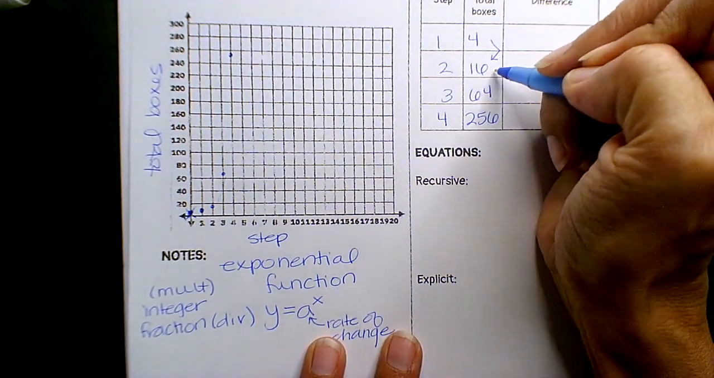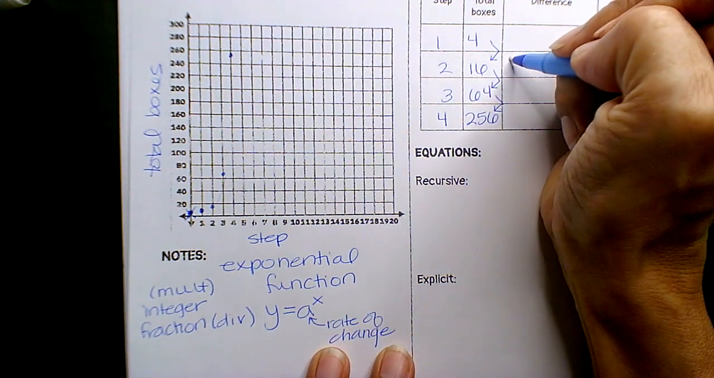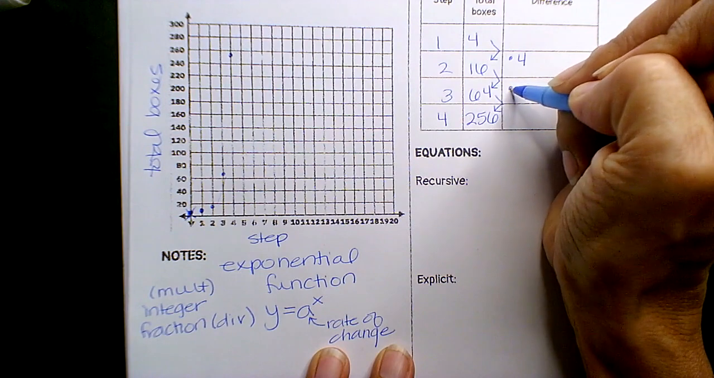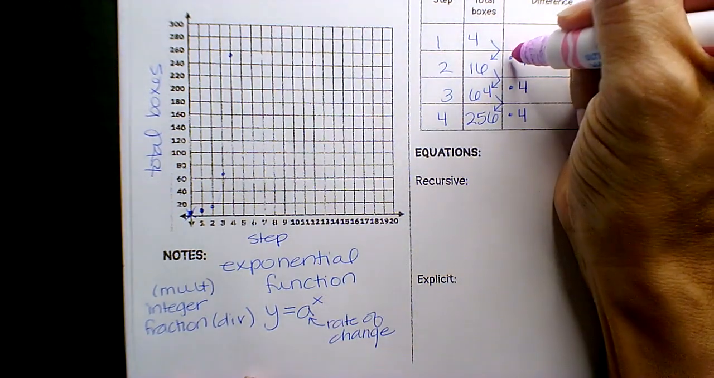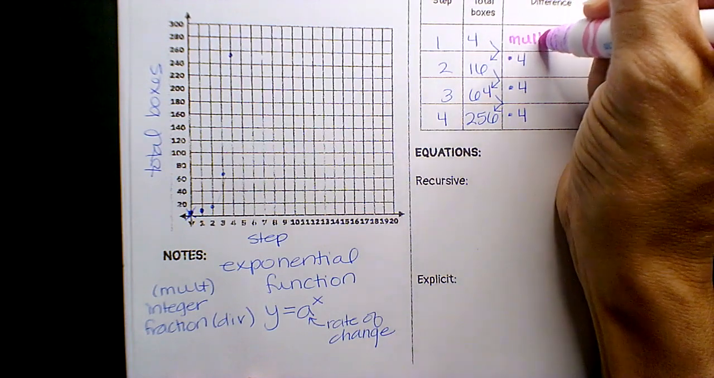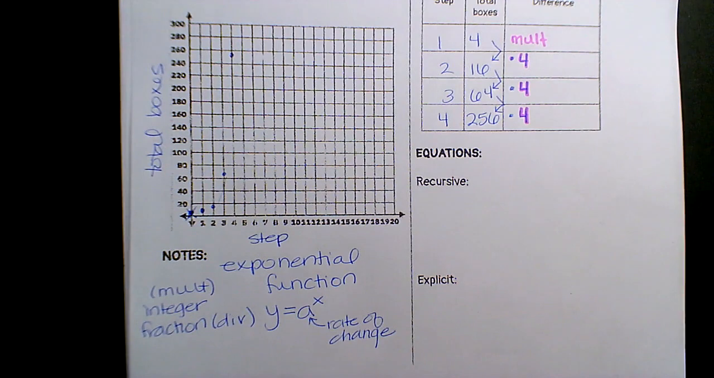Okay, so now, because eventually you're gonna work with a lot of tables, as you move from cell to cell, what's occurring? You're multiplying by 4, multiplying by 4, multiplying by 4. So this is a multiplication, and when it's a multiplication, that's when you know it's exponential. When you're adding and subtracting, it's linear; exponential, you're multiplying, dividing.